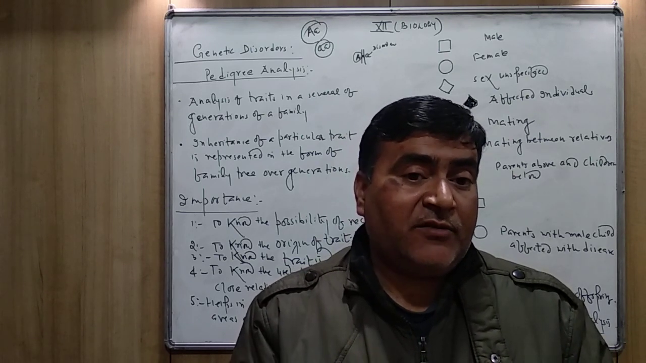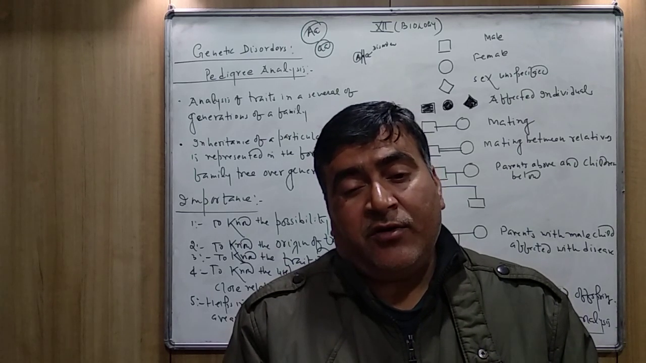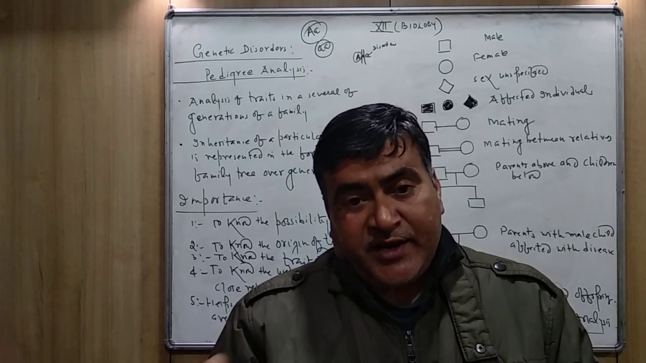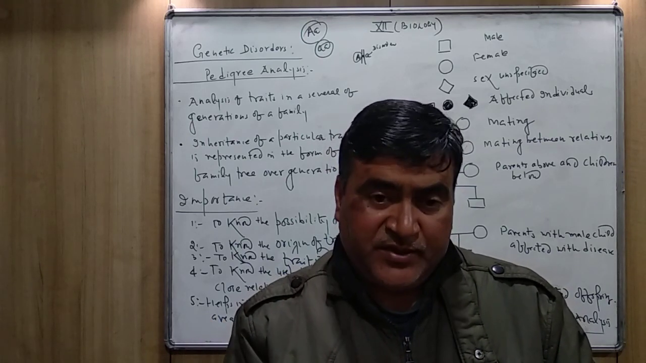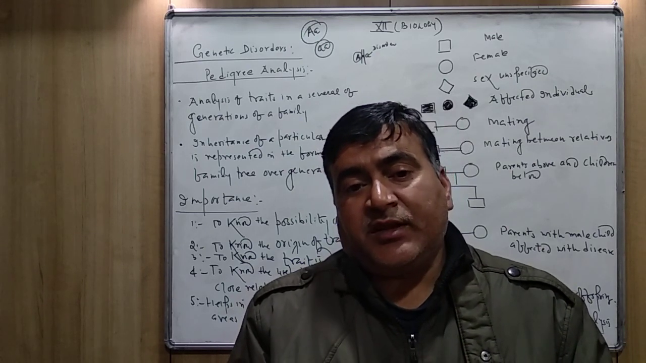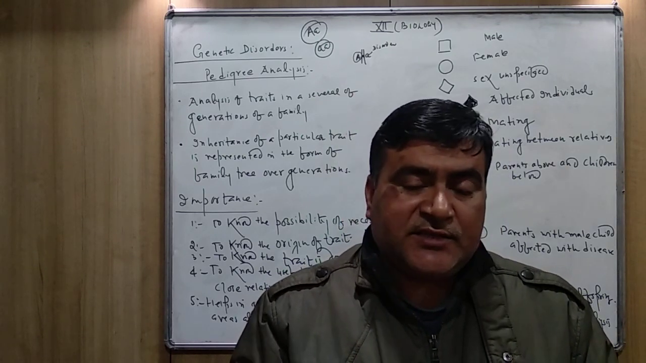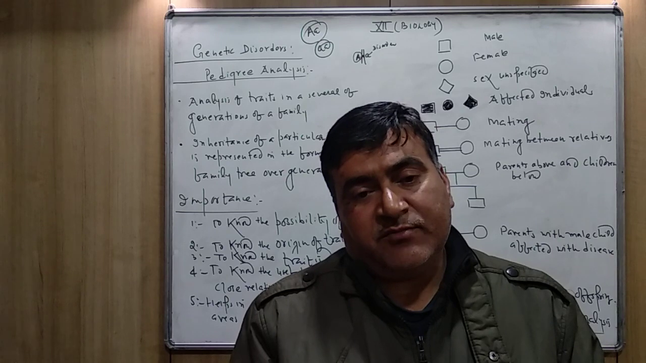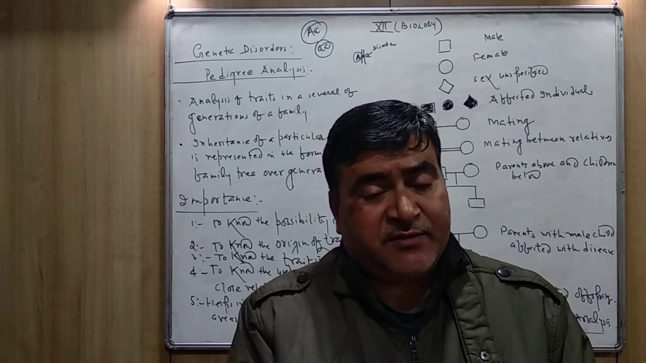from where that particular disease comes and what is the chance to inherit, to transfer the disease into the forthcoming generation, into the next generation. So suppose the father is a sufferer of hemophilia and the mother is a carrier, or suppose the father is normal and the mother is a carrier of hemophilia.